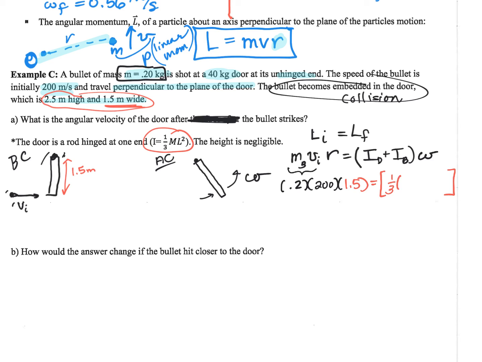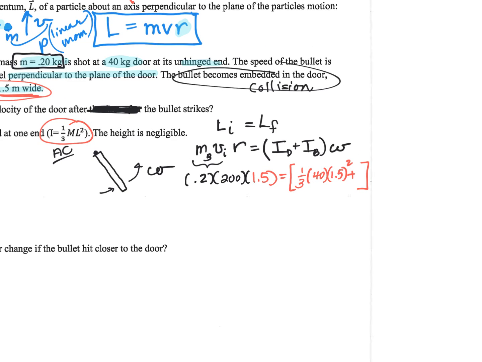So 1/3 the mass of the door, which was 40 kilograms, right? Times width of the door, 1.5 squared, plus mr squared, right? That mr squared, though, is going to be the bullet, isn't it? So, mass of the bullet, 0.2, r squared is 1.5 squared, and then that's omega. So it's just a bunch of numbers we need to multiply, isn't it?